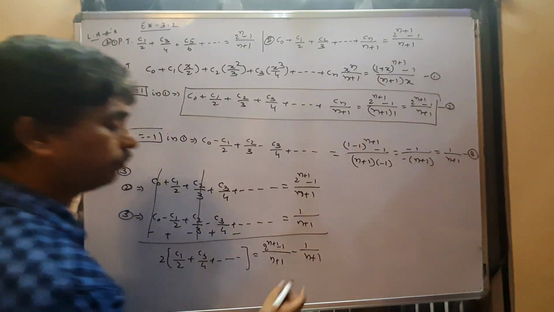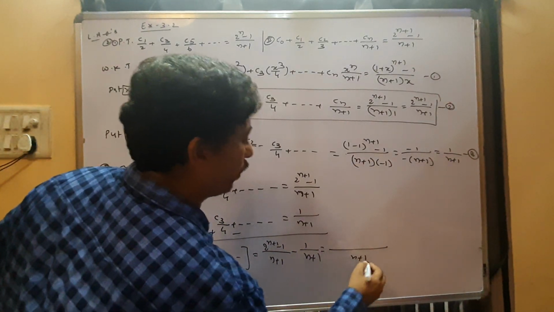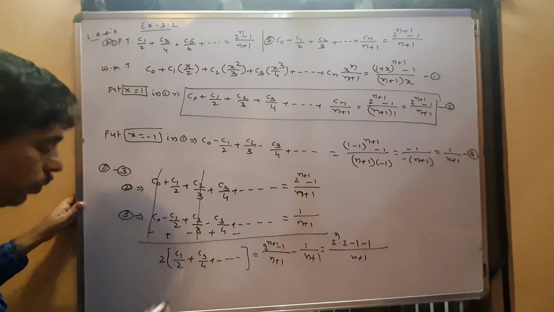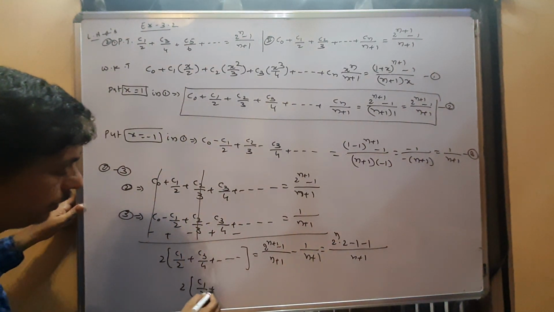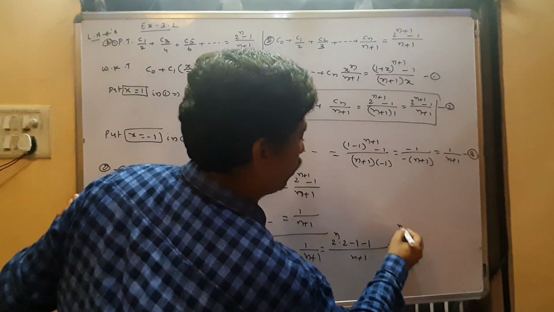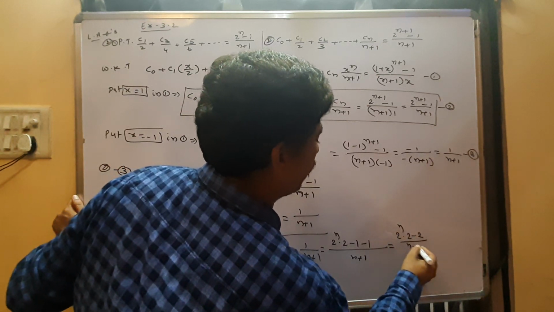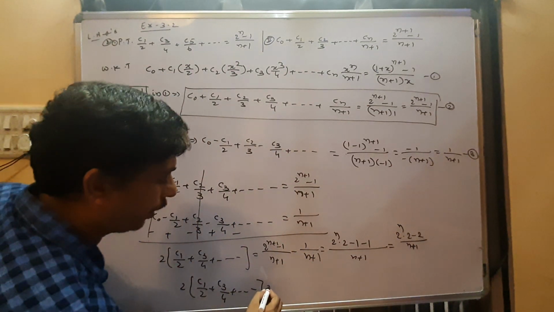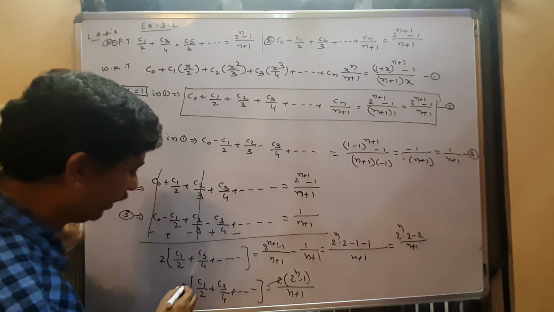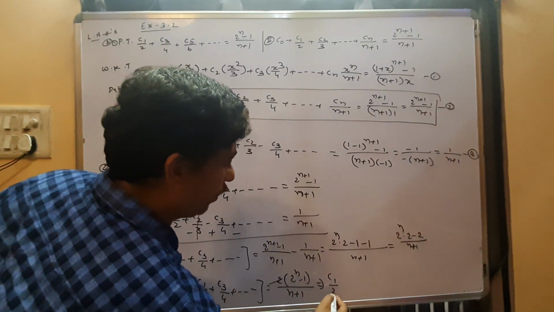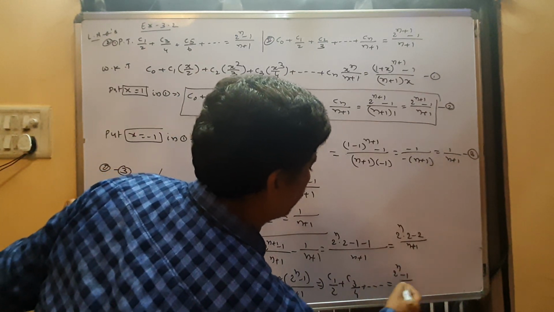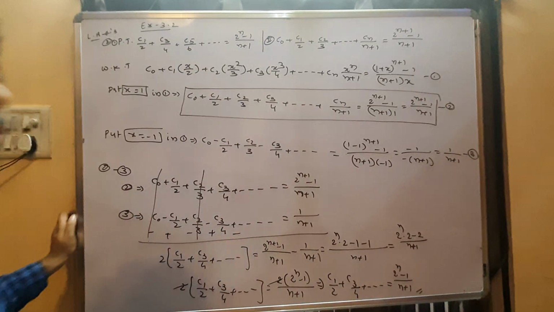On the right side you can take the LCM, n plus 1. For 2 power n plus 1 you have to write 2 power n into 2, minus 1 minus 1. So 2 times of C1 by 2 plus C3 by 4 plus and so on. Minus 1 minus 1 is minus 2: 2 power n into 2 minus 2 by n plus 1. In the numerator, 2 is common on the right side: 2 times 2 power n minus 1 by n plus 1. Now the 2s get cancelled. We get C1 by 2 plus C3 by 4 plus and so on equal to 2 power n minus 1 by n plus 1. Copy that problem.